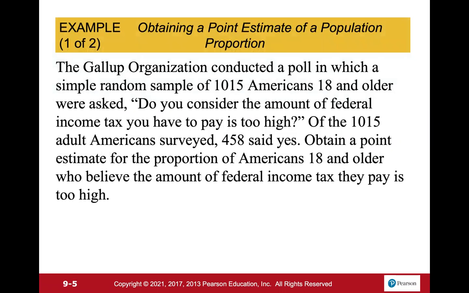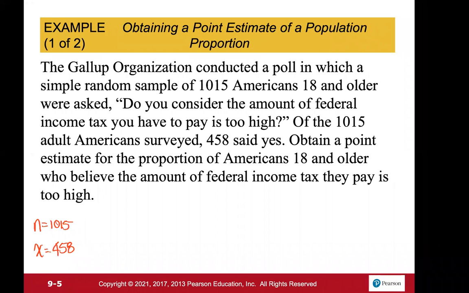The Gallup organization conducted a poll in which a simple random sample of 1,015 Americans 18 years and older were asked, do you consider the amount of federal income tax you have to pay too high? So that tells us that N is equal to 1,015. Of those 1,015 adult Americans, 458 said yes. So we have X is equal to 458. Obtain a point estimate for the proportion of Americans 18 years and older who believe the amount of federal income tax they pay is too high.